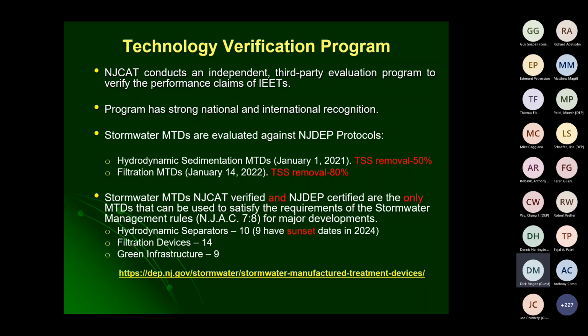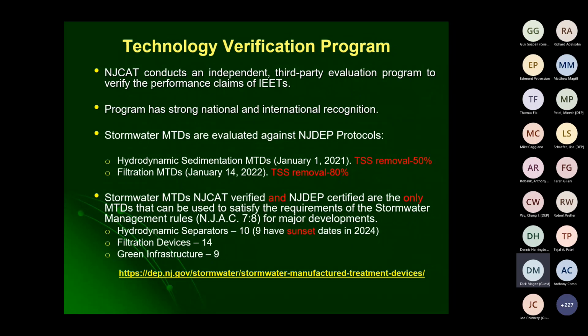So where are we? Currently, since the beginning of this certification verification program, there have been 44 MTDs that have been verified and certified by DEP. If you read the numbers underneath, you'll see hydrodynamic separators, 10, filtration devices, 14, green infrastructure, 9. If you add them up, they're 33, and you ask, what happened to the other 11? Well, the other 11 have sunsetted.